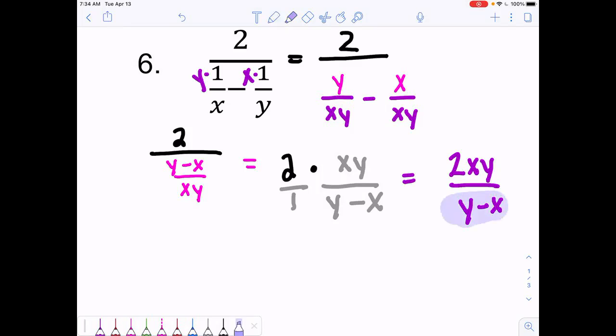The denominator is subtraction. It's not a product. Nothing can cancel with the numerator. The numerator is a product, but the denominator is not.